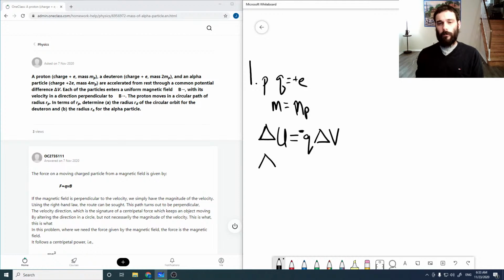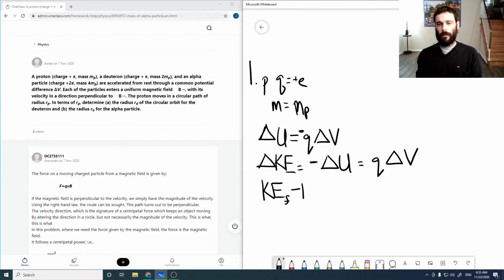And so delta KE, the change in kinetic energy, is always going to be the negative of the change in potential. So it will just equal q delta V. Now if the particle starts from rest, KE final minus KE initial is equal to q delta V, and since it starts from rest, KE initial is 0. So our final kinetic energy is just equal to q delta V. And this will be true for all of our particles. The only difference is going to be what the charge is, but the potential difference is the same.